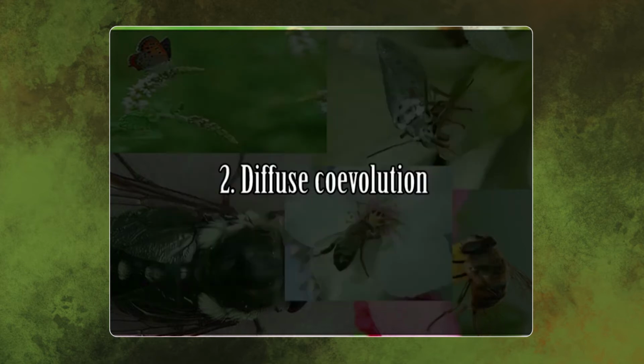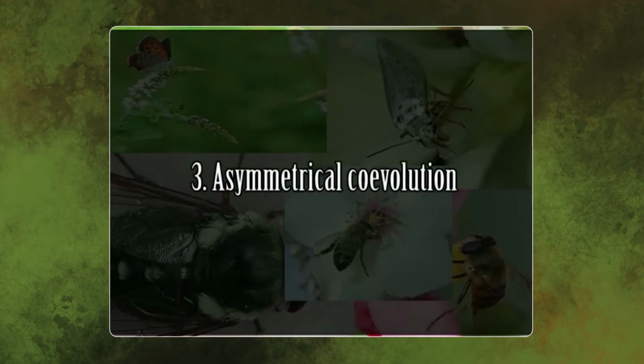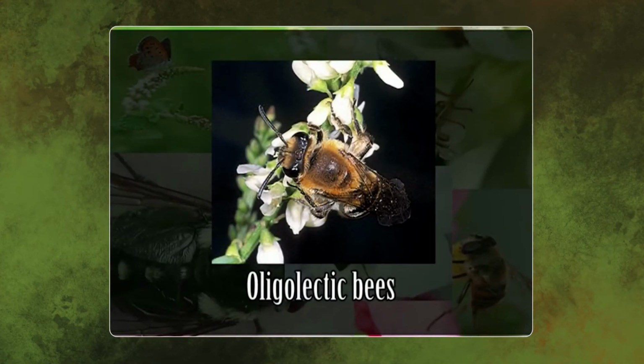Second is the diffuse coevolution of few to many facultative partners, as in many pollinator systems of bumblebees and other polylectic pollinators. In such a system, more than one type of pollinator exerts a selective pressure on more than one plant. And the third type of coevolutionary system is asymmetrical coevolution with unbalanced reciprocal effects, such as occurs in oligolectic bees specializing on a few related plants as pollen sources.